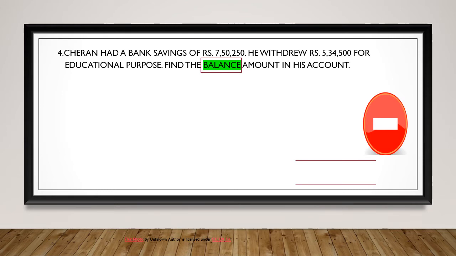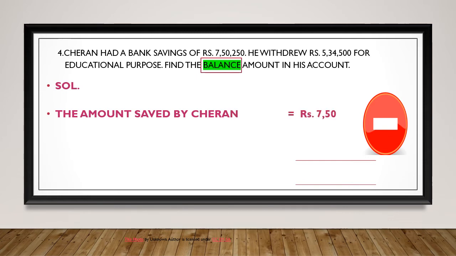So here, see the number given, it is not countable, it is in the form of rupees. Rupees means how will you form the statement? The statement should start with the word the amount of. So it is in the form of rupees, so you have to start in the form of amount. The amount saved by Charan equal to rupees 7,50,250.